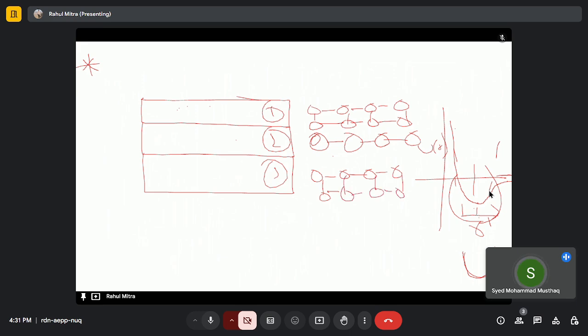So if we have a thermal conductivity, the heat is transferring from here to here. At the interface, we have this phonon scattering, right? Because of the change in the atomic orientation and also the atomic species that came into the picture.